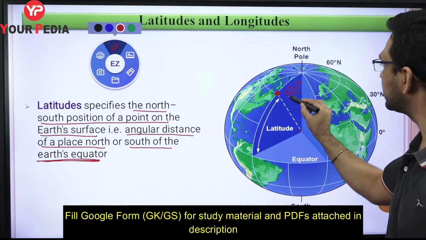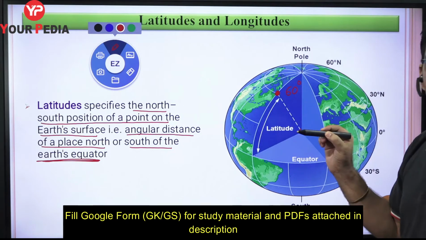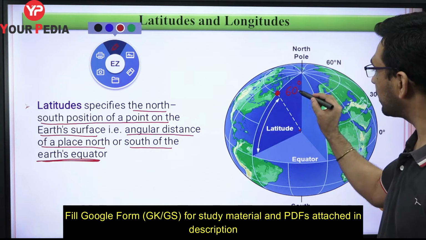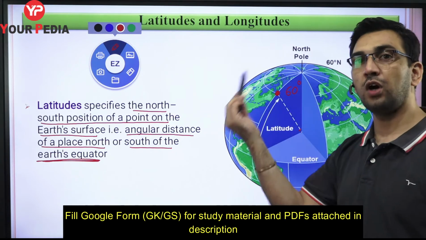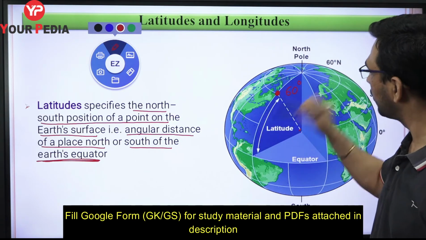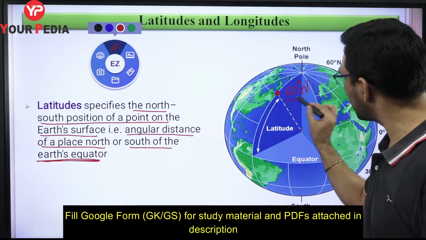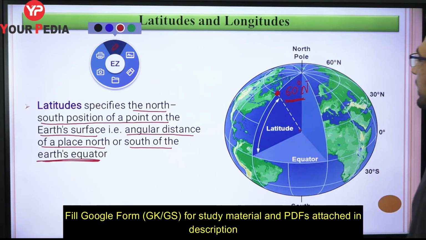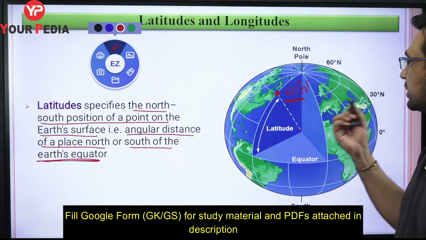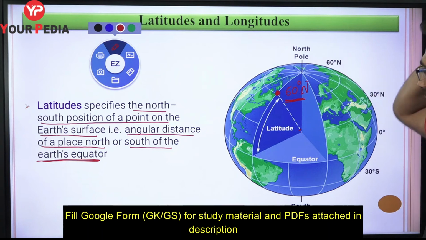So 60 degree is the angular position, right? But to which side, towards north or south? This point is located at 60 degree north. So this angular location, angular position or angular distance, when you specify it from the equator either to the north or south, we call it a latitude.